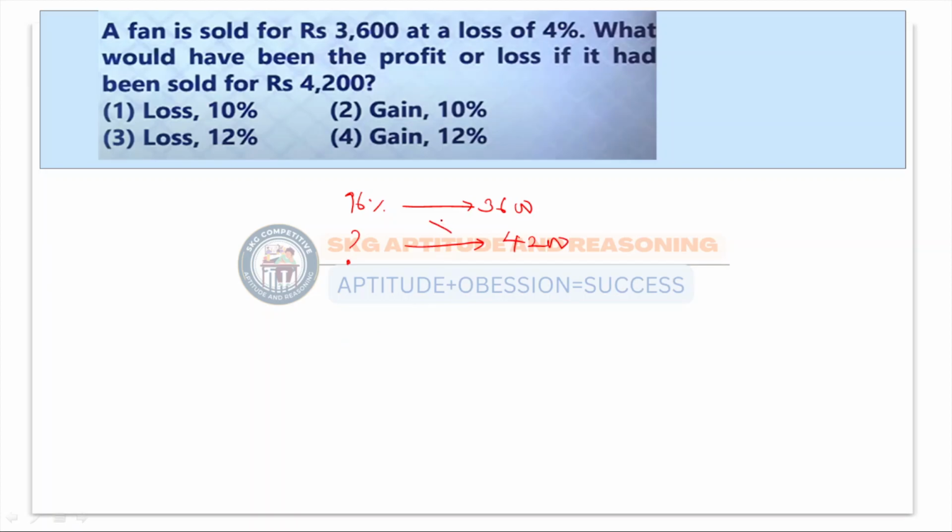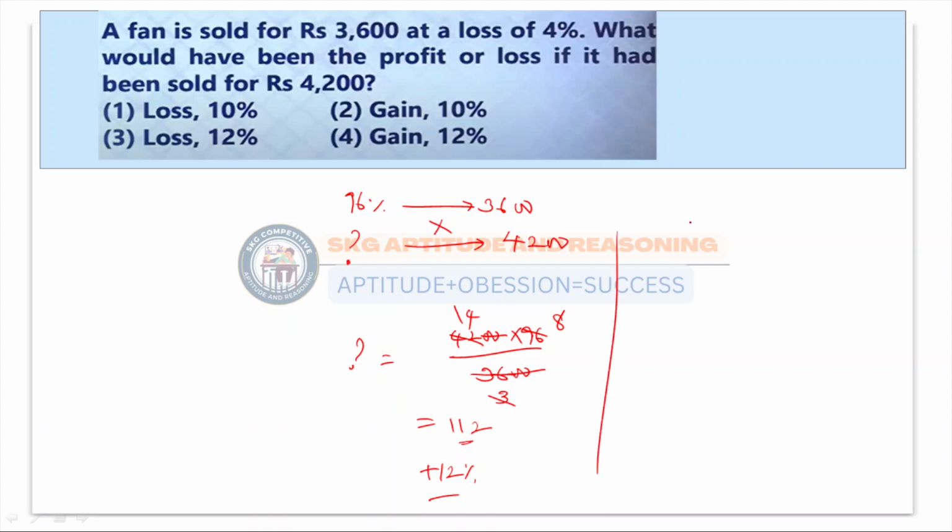This will be easiest if we cross multiply here. So we need to find the question mark value: 4,200 into 96 divided by 3,600. Zeros will get eliminated. 12 threes are 36 and 12 eights are 96, and 3 ones are 3 and 3 fours are 12. So there is a profit of 12% here. This is the easiest way to solve this question.